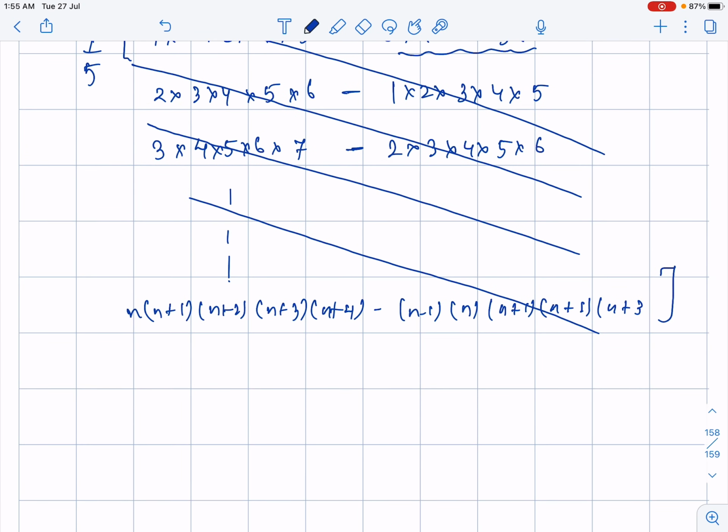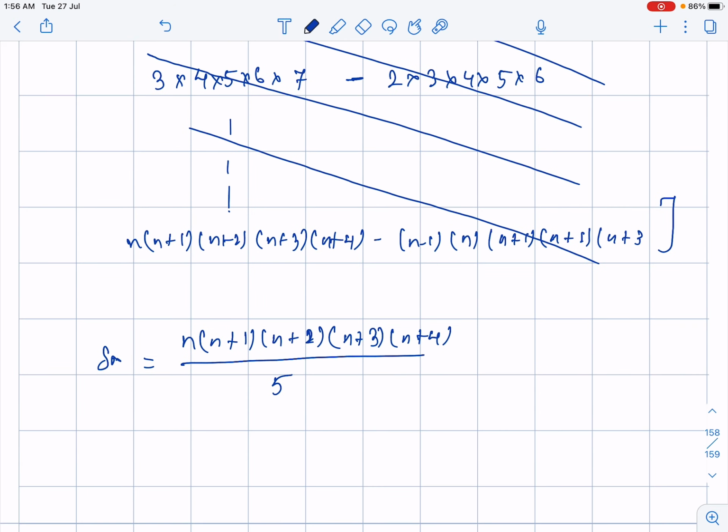So the final answer for this question will be n(n+1)(n+2)(n+3)(n+4) divided by 5 over here. And the sum to infinity of this series, if it is asked of us, will be infinity. So Sn will be this and S infinity will be infinity. Now let's move on to the next sub part of this question.